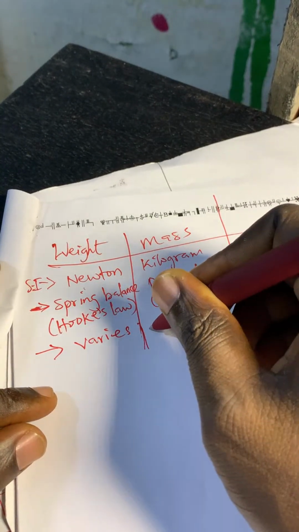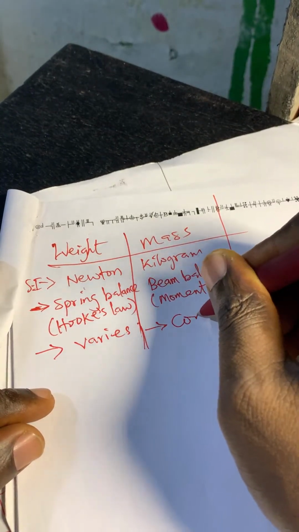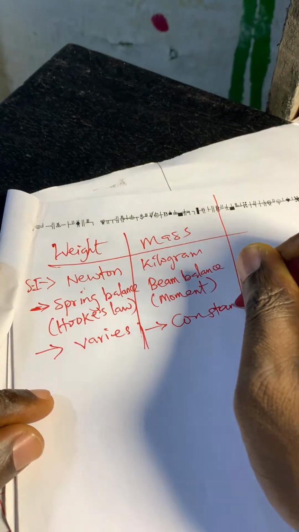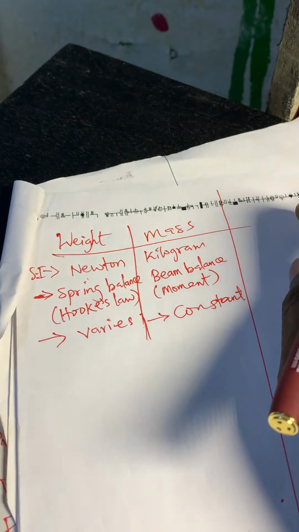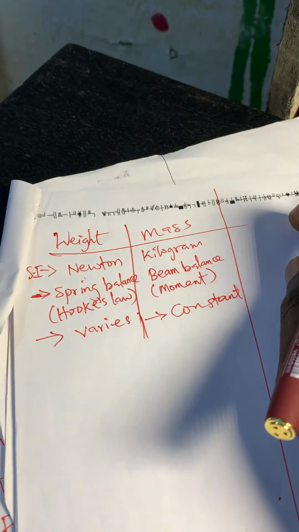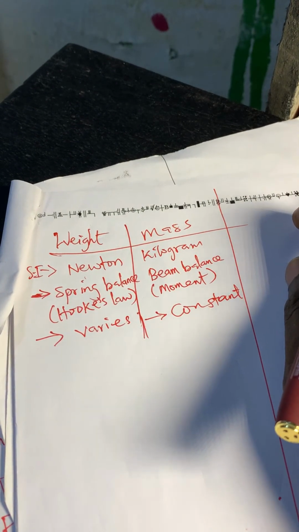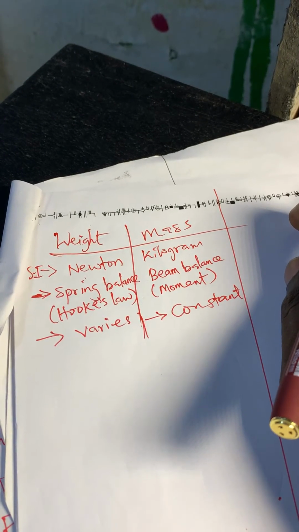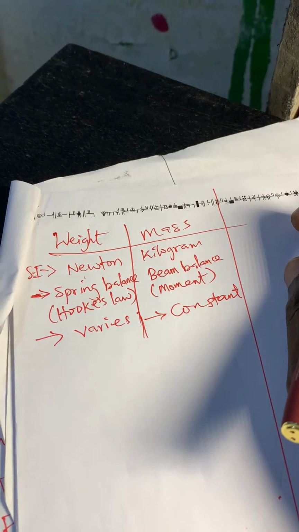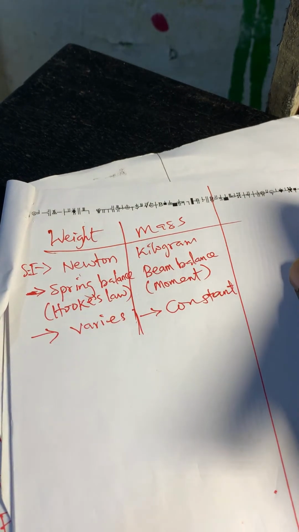Mass is what? Fixed or constant. Your mass here or anywhere on the planet Earth remains the same, but your weight differs. Your weight differs. Don't forget this. So just because I'm the one saying it, don't. Make sure that you are paying attention.